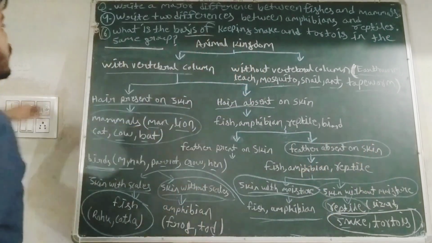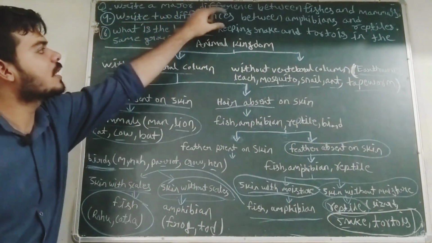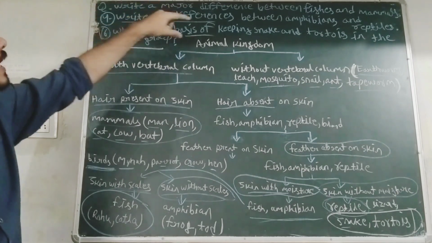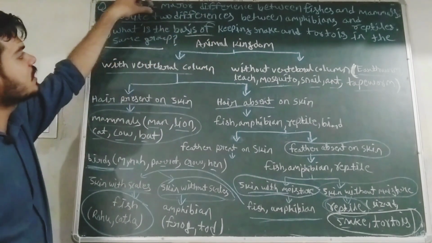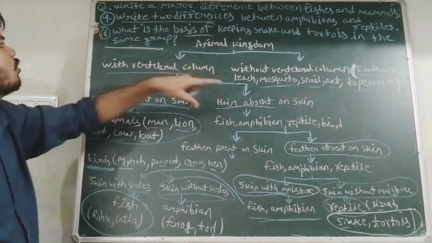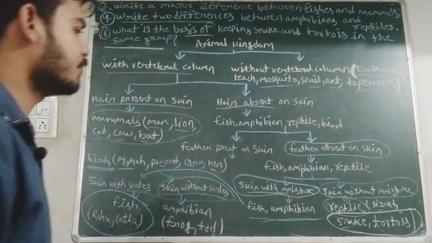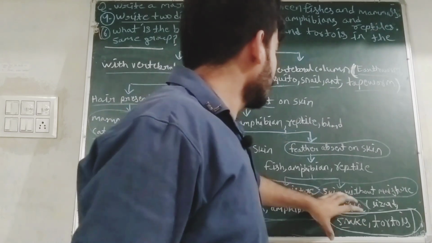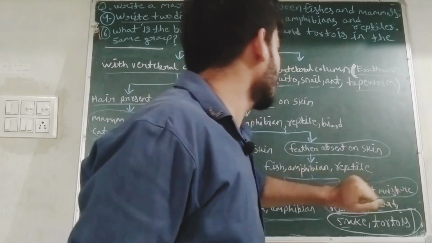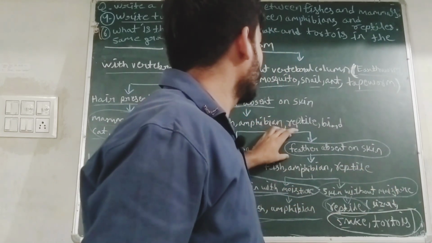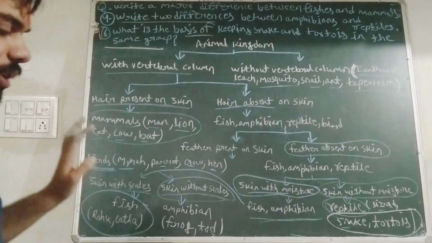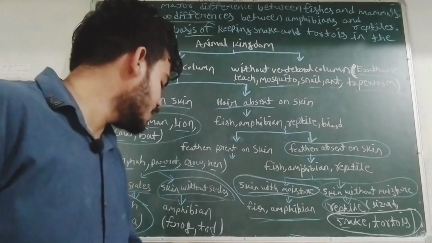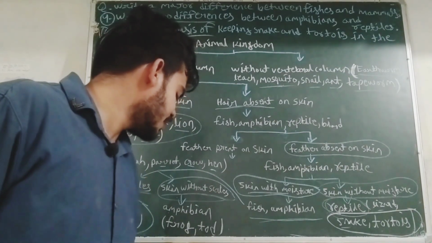So the question is, what is the basis of keeping snake and tortoise in the same group? The answer is: the basis of keeping snake and tortoise in the same group is that both have skin without moisture and both have feather absent on skin. Okay students, so this is the answer to these questions.